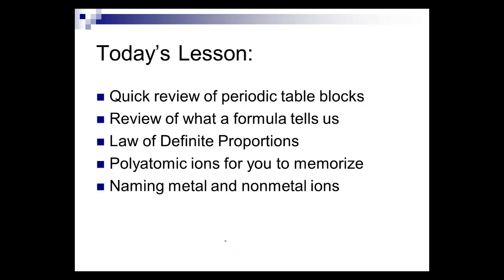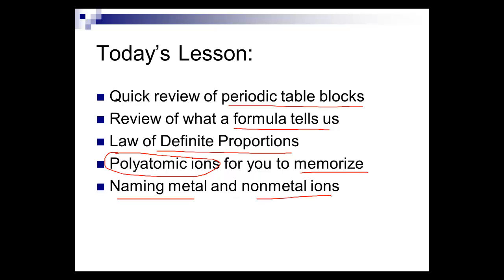So what have we learned today? We took a quick review of the periodic table blocks. We reviewed what a formula tells us. We've looked at the law of definite proportions, and we've started thinking about polyatomic ions and what that means, and we've started memorizing them, whether we know it or not. And we've even started looking at naming metal and non-metal ions.